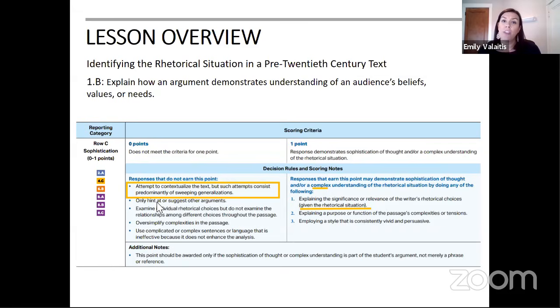And before we get into how do you explain an argument and how it is revealing the audience's beliefs, values, or needs, we first have to identify the rhetorical situation. And when this prompt was given, that was the biggest mistake students made, that they could pull out certain things that they saw in the passage, but they struggled to relate it to the rhetorical situation. So that's our focus for today.